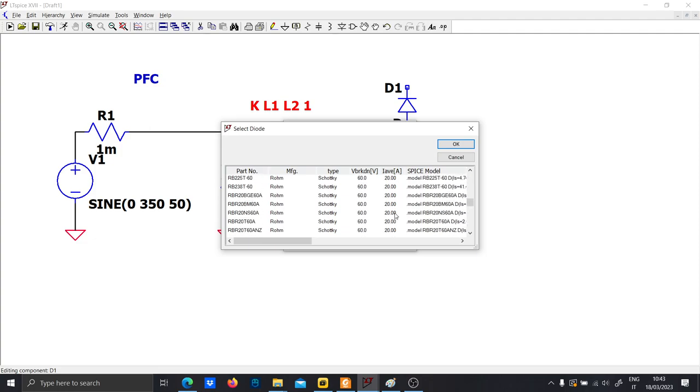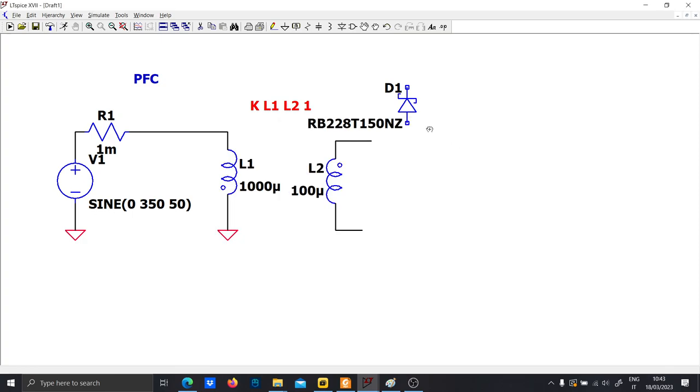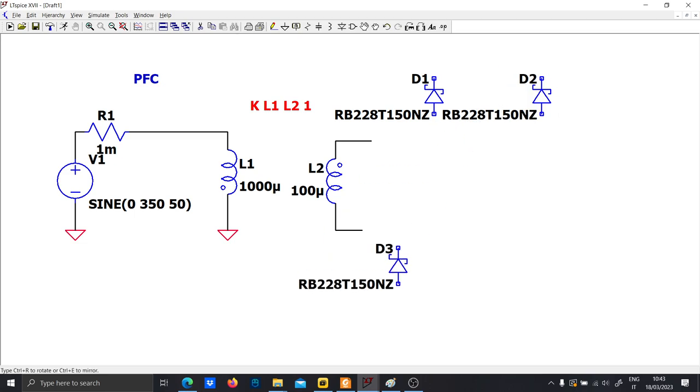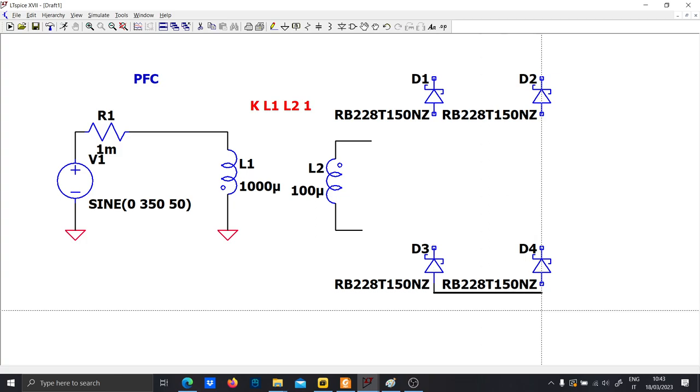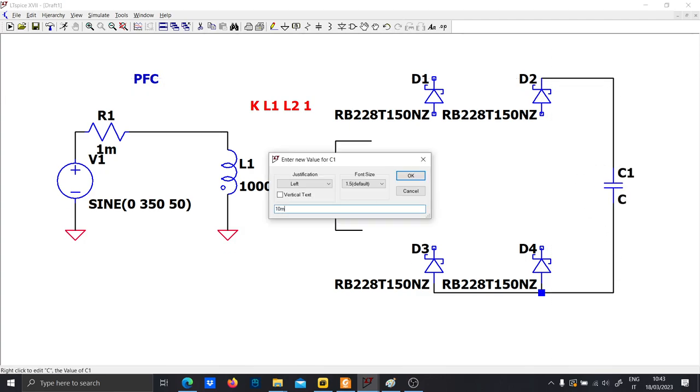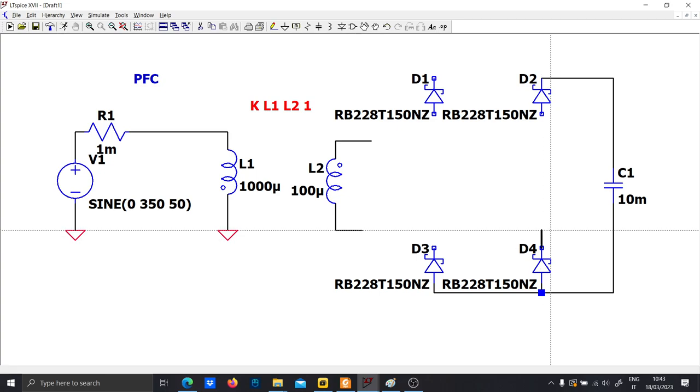And let's also choose 30 amps as the average rectified current. So let's put all these diodes here, here, and here. These two will be grounded, and these two will be connected to the capacitance of 10 millifarad. Let's connect the Graz bridge.